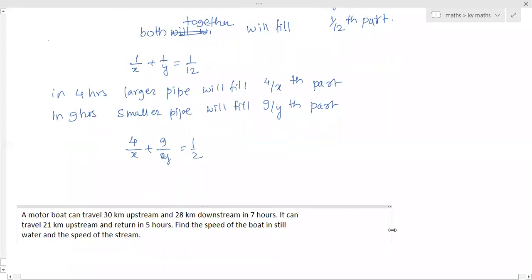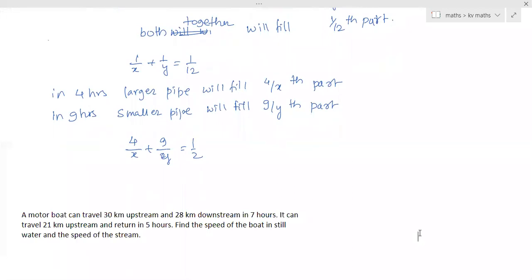Now you try this question, whoever completed. The same question I already explained to you. The value is different.